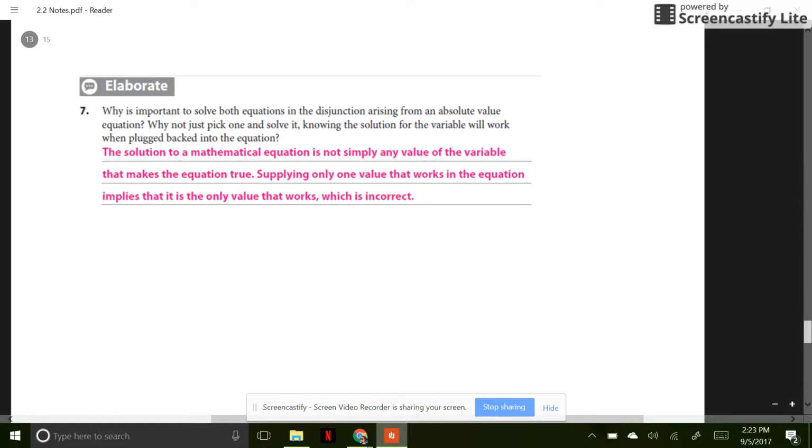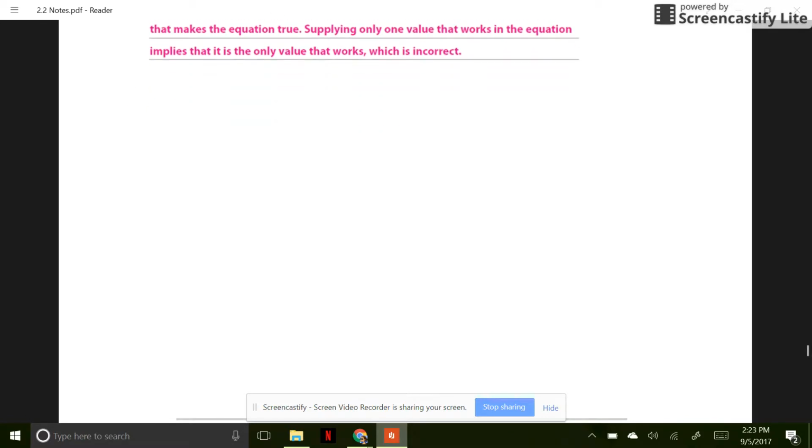So if we want to elaborate a little bit, why is it important to solve both equations in the disjunction arising from an absolute value equation? Why not just pick one and solve it, knowing the solution for the variable will work when plugged back into the equation? Well, the solution to a mathematical equation is not simply any value of the variable that makes the equation true. Supplying only one value that works in the equation implies that it is the only value that works, which is incorrect.